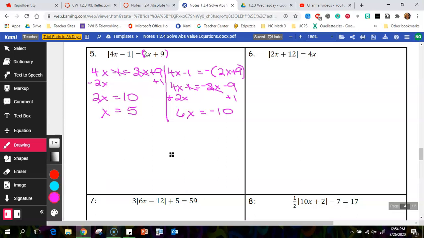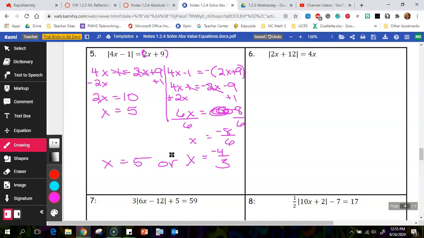All right, so this is -8. So divide by 6, x equals -8/6. I'm going to simplify that: -4/3. So x equals 5 or x equals -4/3. So be careful if you see something like this on the right side that you change everything to the opposite of what it was, or look at it in parentheses.